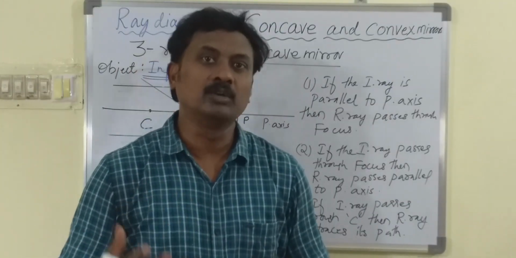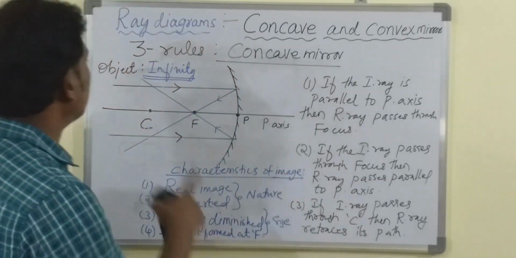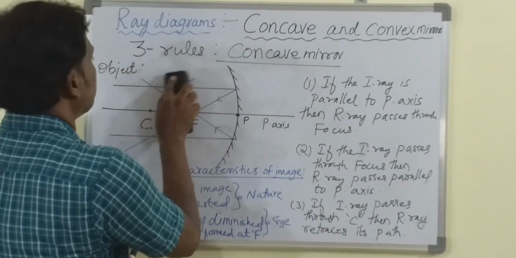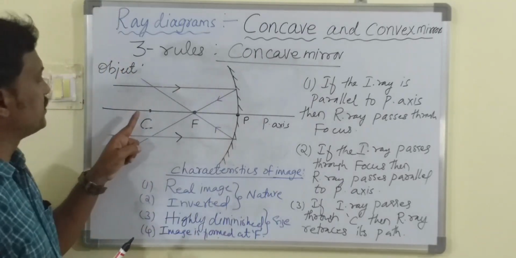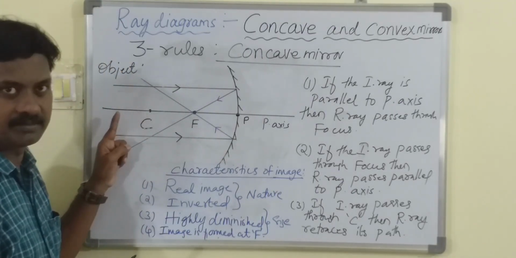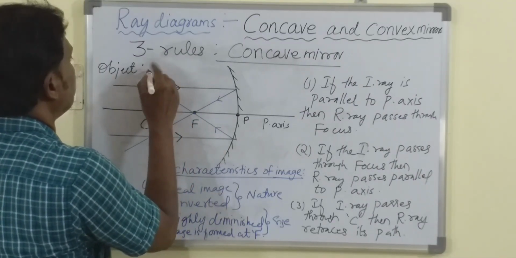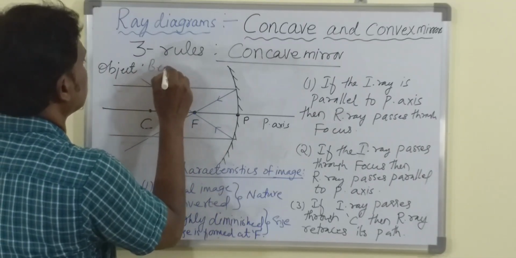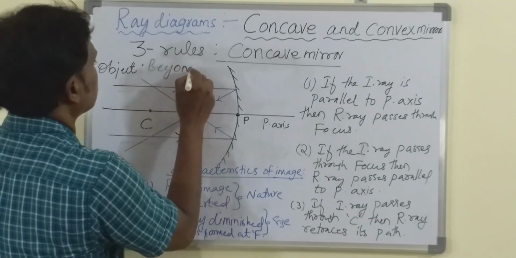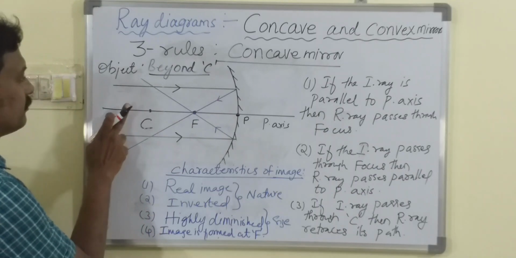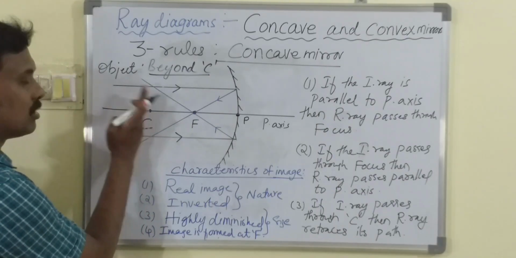Okay children, now we will go for the second case. The first one, the object is at infinity. The second, we are bringing the object beyond C. Okay, so object is beyond C. So when the object is beyond C, we have to place the object here, that is after C.